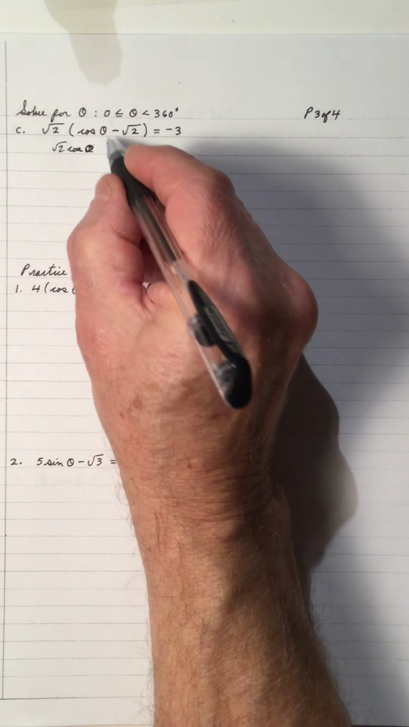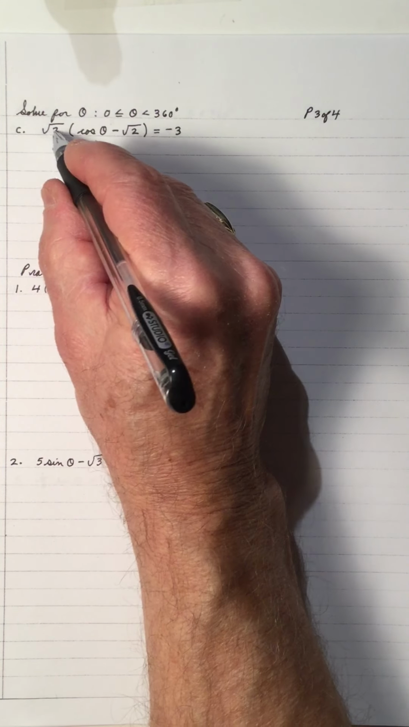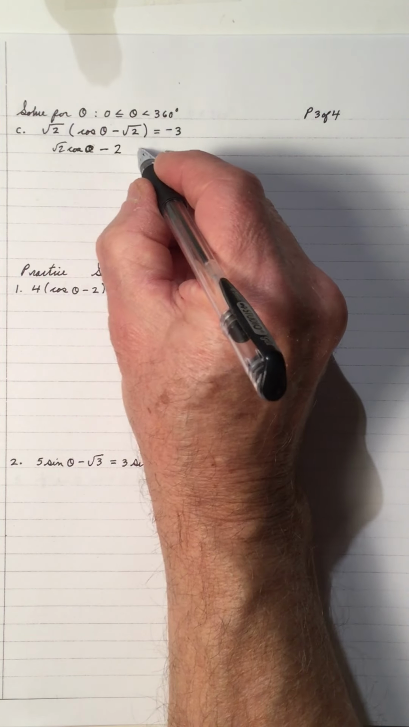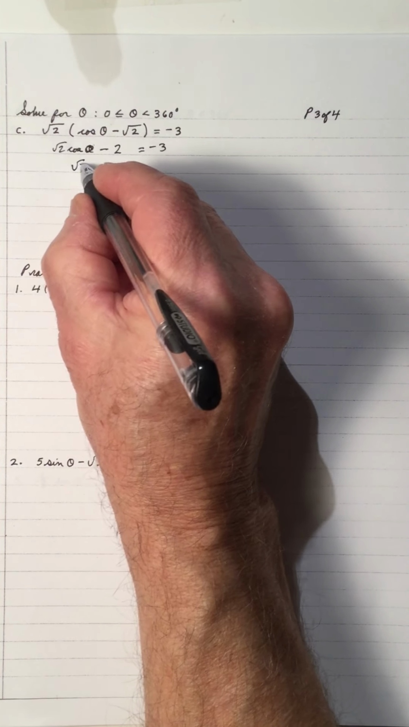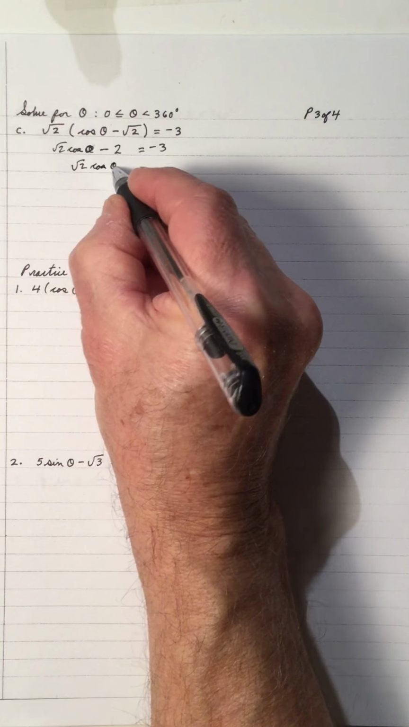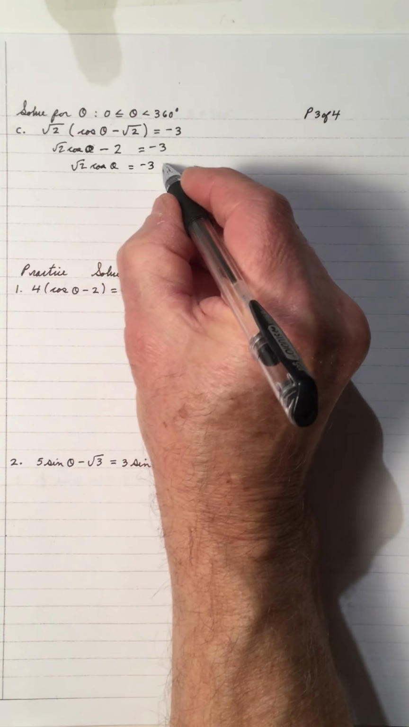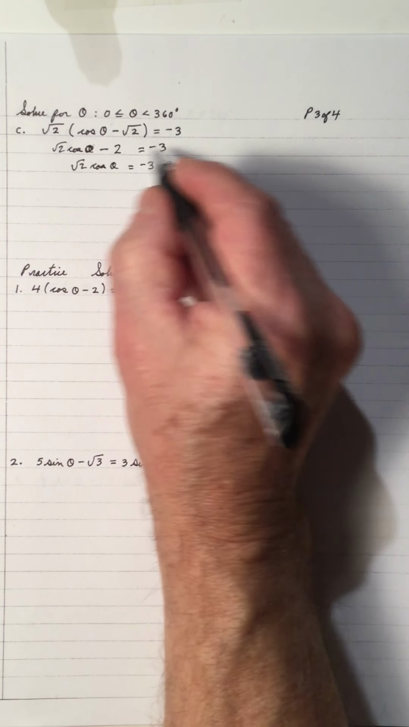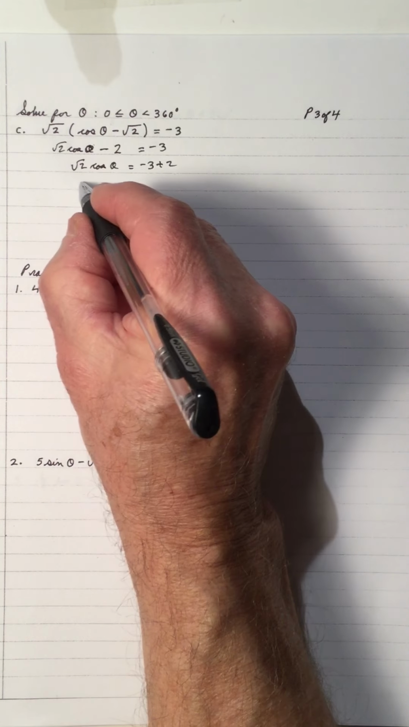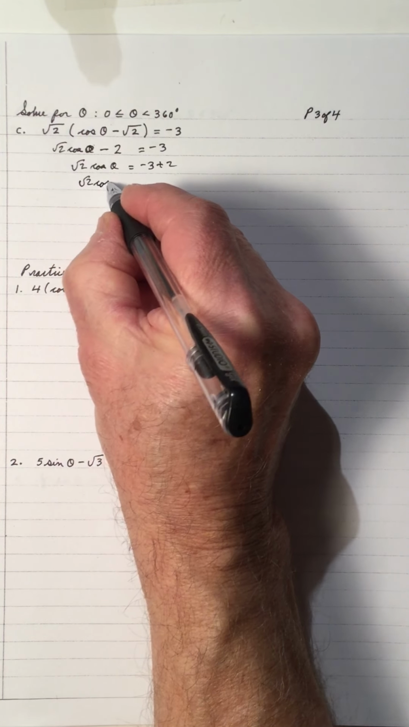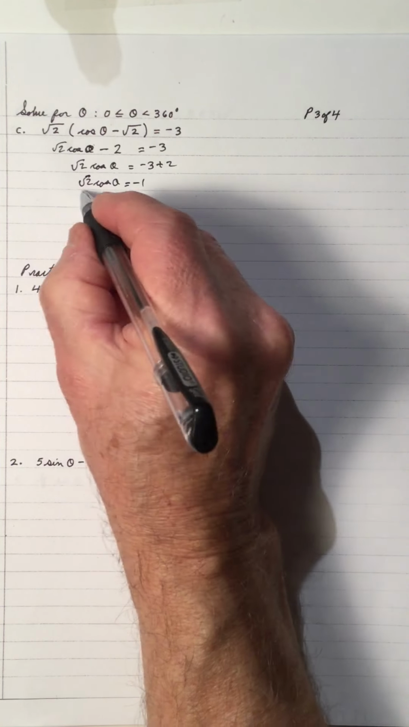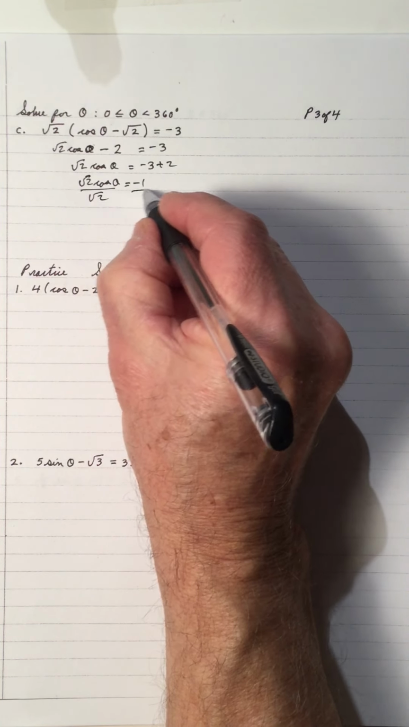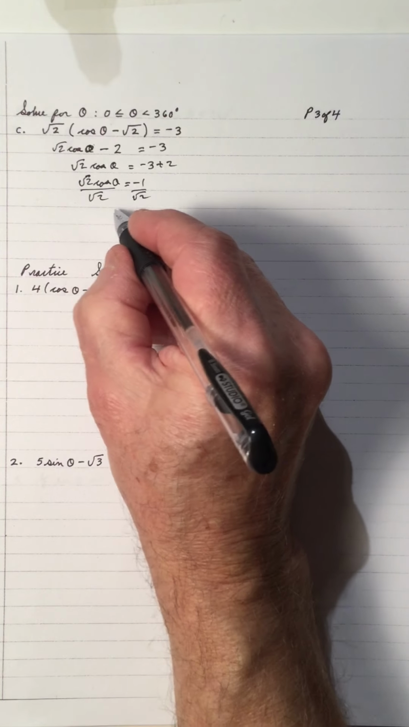And positive times a negative is a negative. Root 2 times root 2 is root 4, which is 2, equals negative 3. So root 2 cos theta equals negative 3 plus 2. Move the minus 2 over to become a plus. Root 2 cos theta equals negative 1. And we divide by root 2 because we're solving it for cos theta.